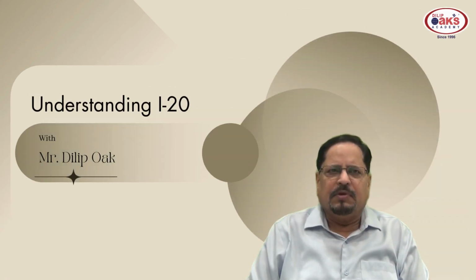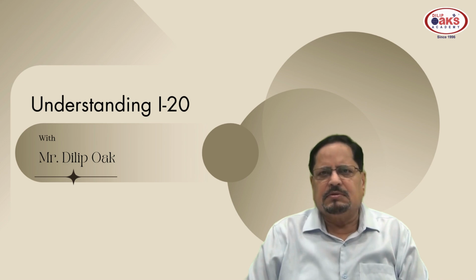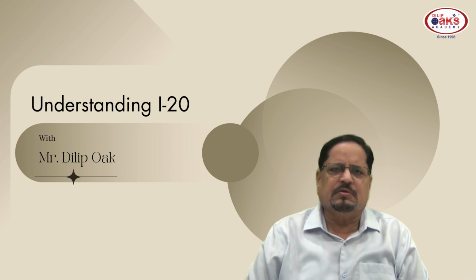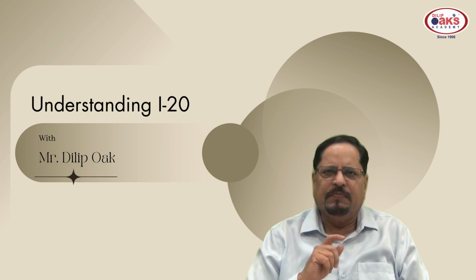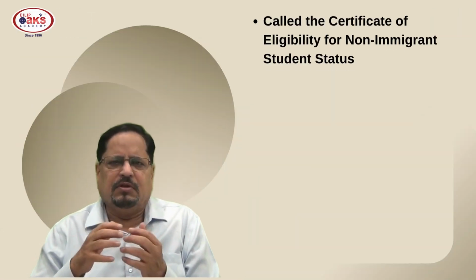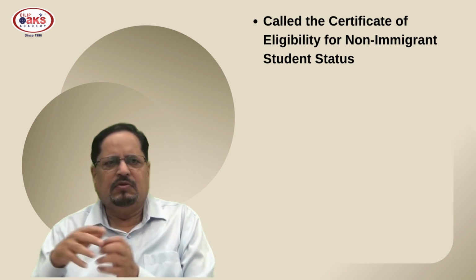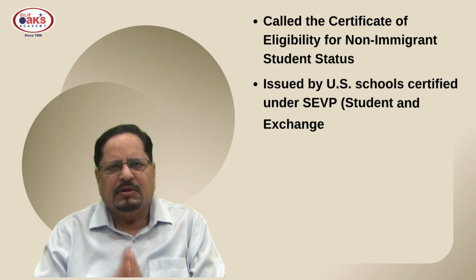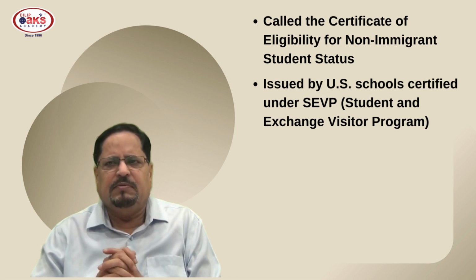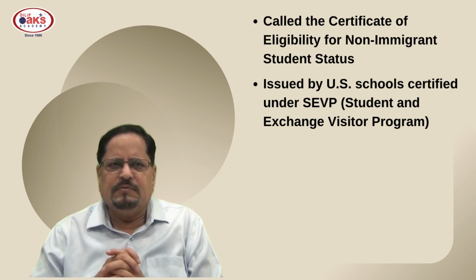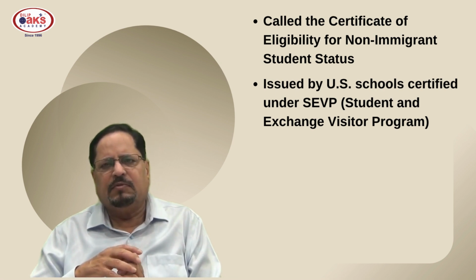Hello. If you are planning to study in the United States for bachelor's or master's or even for PhD as an international student, the form I-20 is one of the first important documents you will receive. The I-20 form, officially called a Certificate of Eligibility for Non-Immigrant Student Status, is issued by US schools that are certified under the Student and Exchange Visitor Program, SEVP. Once you have been accepted as a full-time academic student, the school will send this form to you.